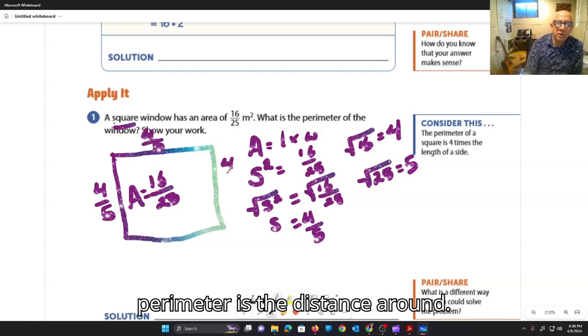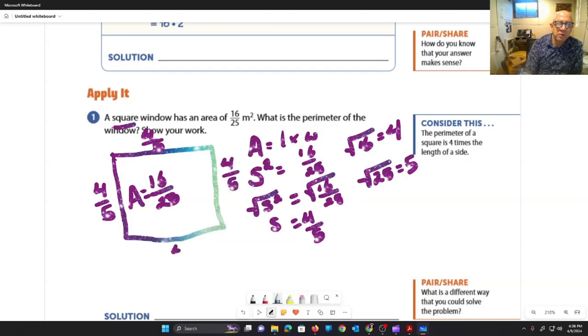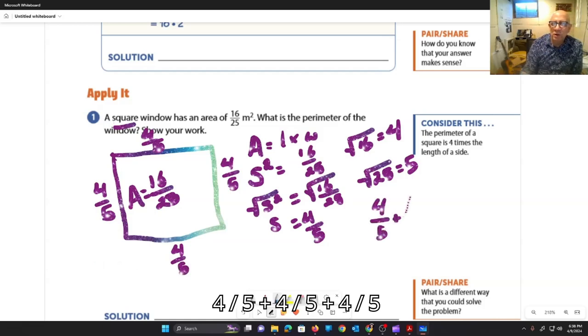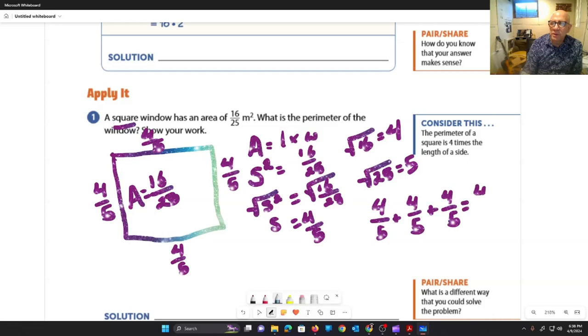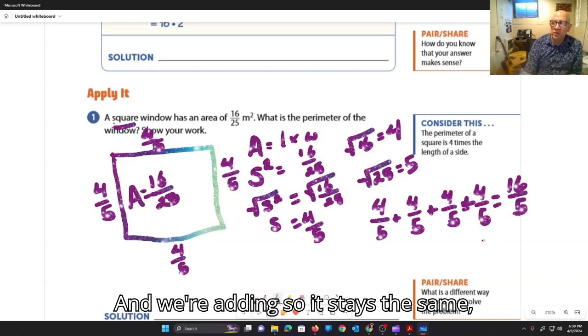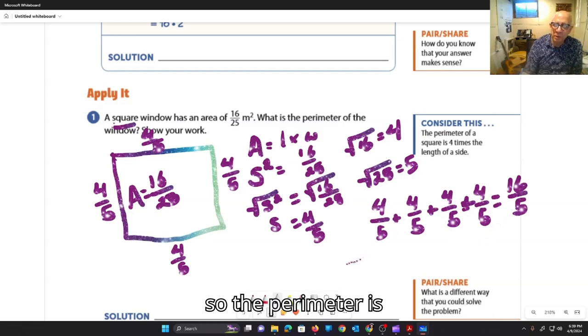So the perimeter is the distance around. So 4 over 5 plus 4 over 5 plus 4 over 5 plus 4 over 5, or 4 times 4 over 5. That's 4 plus 4 plus 4 plus 4, or 4 times 4 is 16. And we're adding, so the denominator stays the same. So the perimeter is 16 over 5.